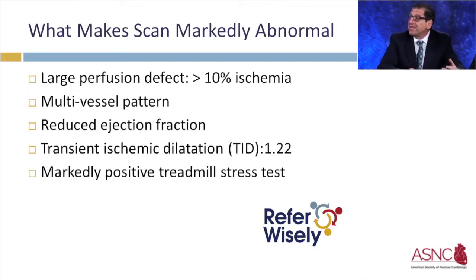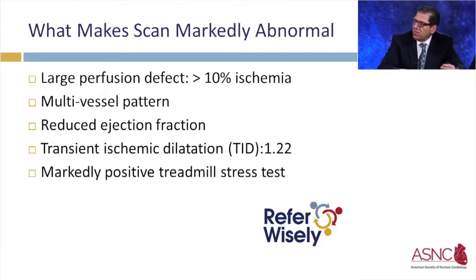There are other things that we do also. For instance, multi-vessel patterns. Do we see defects in both the left anterior descending artery and the circumflex territory, for instance? Other things is something called transient ischemic dilatation, or TID, and you'll see that score. It means the ventricle or the ventricular cavity gets larger with stress. That's a reflection of decreased blood flow to the subendocardium, and it's a marker of significant coronary disease.